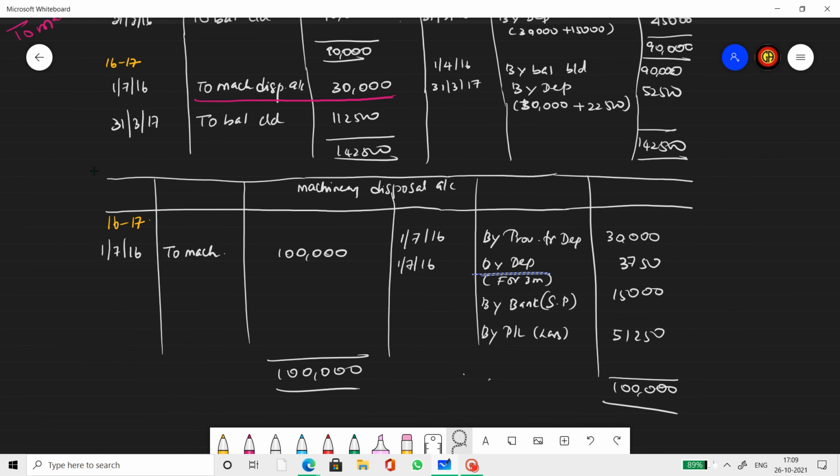Then you record the depreciation for the proportionate period. The accumulated depreciation as on the beginning of the year is 30, but the asset was sold only in the July month, so it has been used for 3 months. So depreciation for the 3 month period is 3,750. Then the bank, which is the sale, and then the loss on sale. If you add all this, it will definitely balance with the cost. And hence, there won't be any balance carried down or brought down for the disposal account.